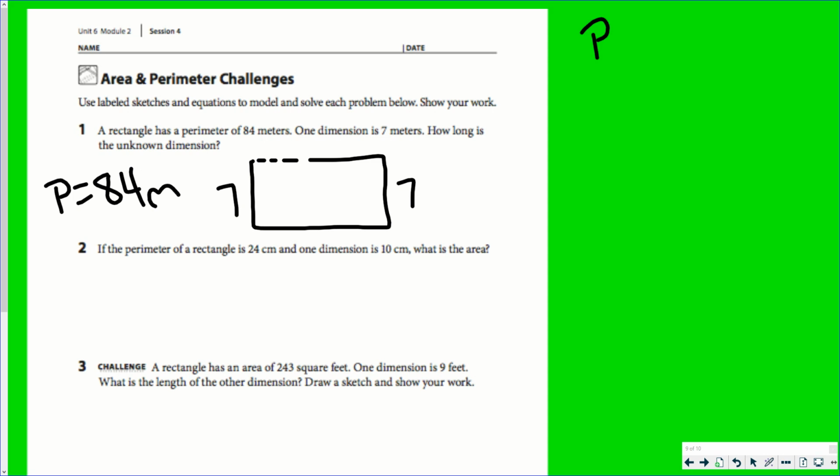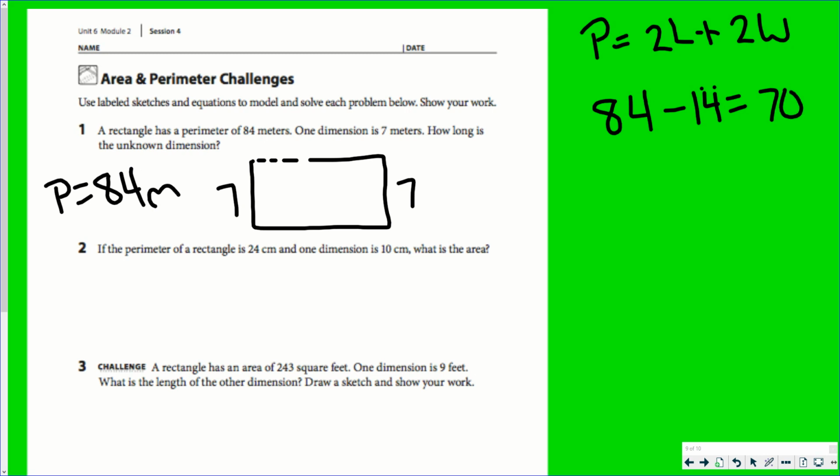It goes back to the perimeter formula for a rectangle is twice the length plus twice the width. All right, so we have a total of 84 for the perimeter minus the 14 that we know because 7 times 2 is 14. We take 84 minus 14. We end up with, of course, 70.